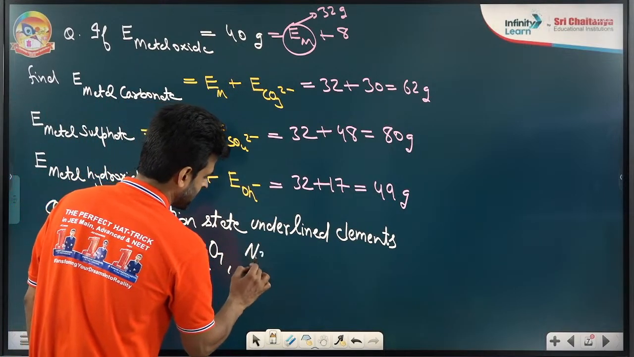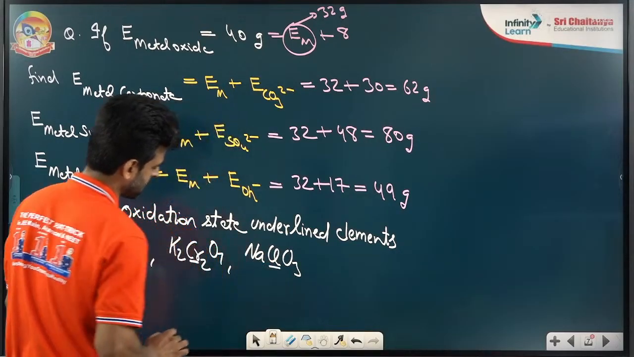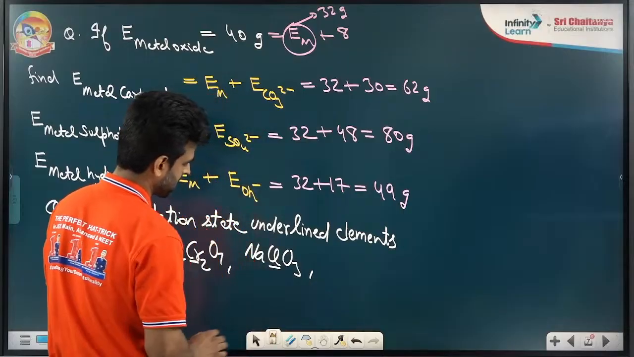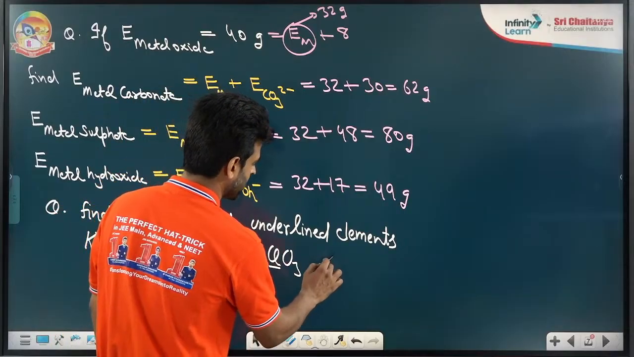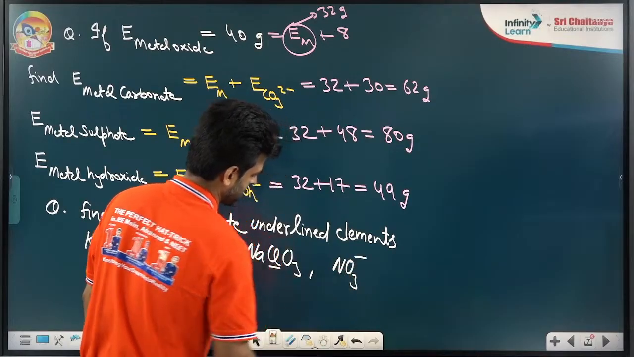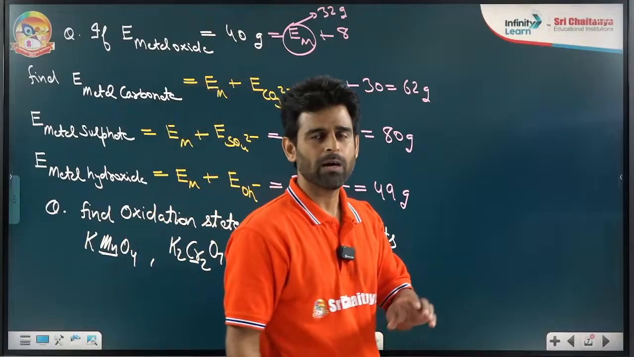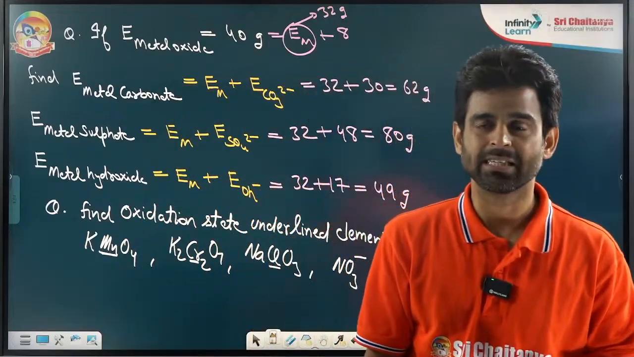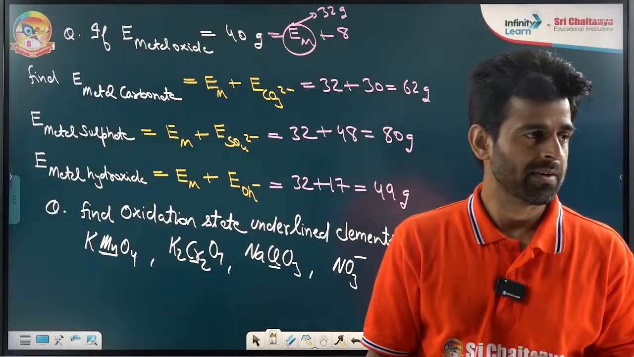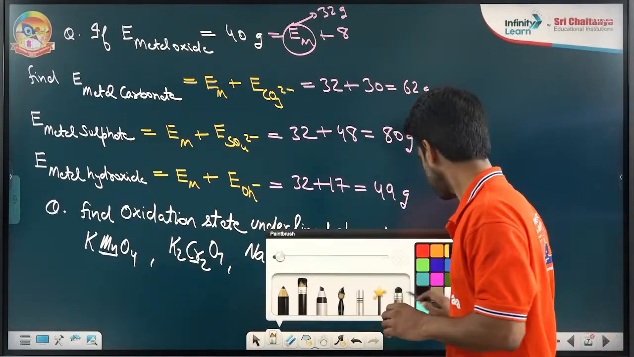Here I am writing NaClO3. Find for Cl here. And the next one, I am giving you some ion: nitrate ion, NO3 negative. Just a basic thing I am writing here. If you know how to find the oxidation state for this atom, right? The basic thing I am telling is just one thing.